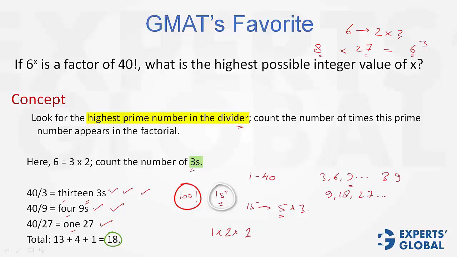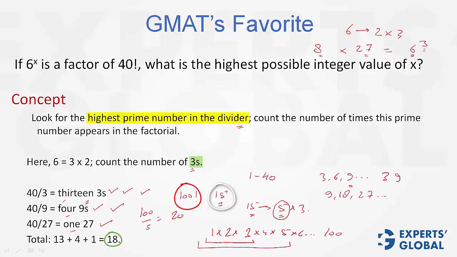Imagine when 100 factorial is expanded. Until 100, one has to move only 3 places to get a multiple of 3, but one has to move 5 places to get a multiple of 5. Therefore, 5 decides what is going to be the highest power of 15. Now, how many 5's in 100 factorial? 100 divided by 5 is 20.